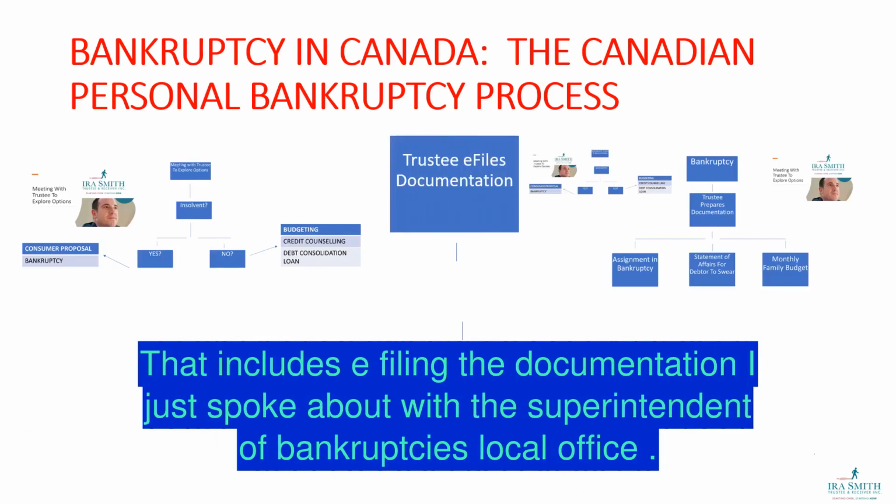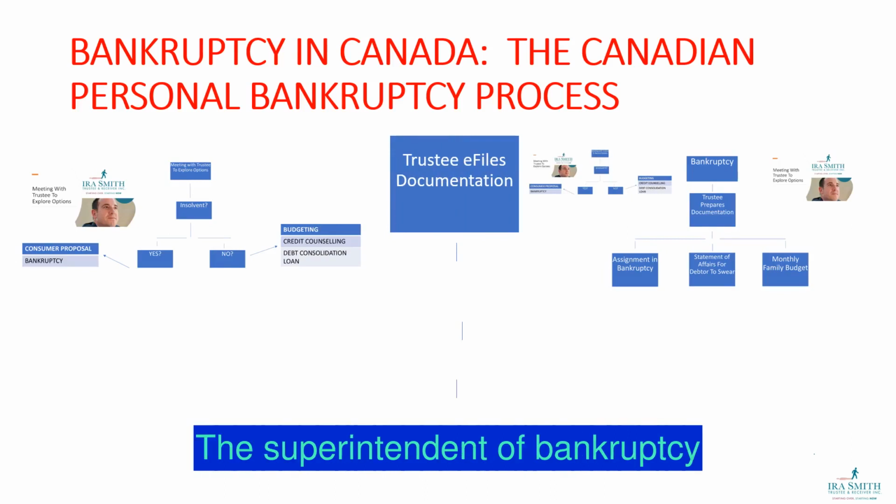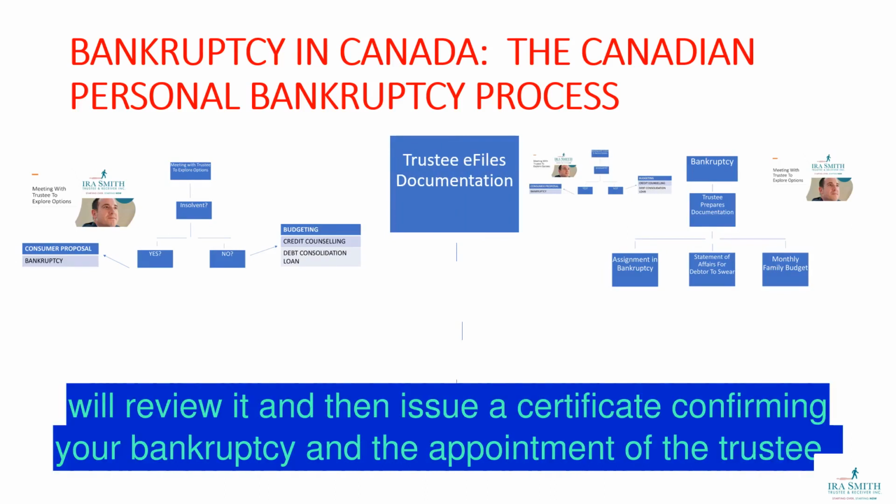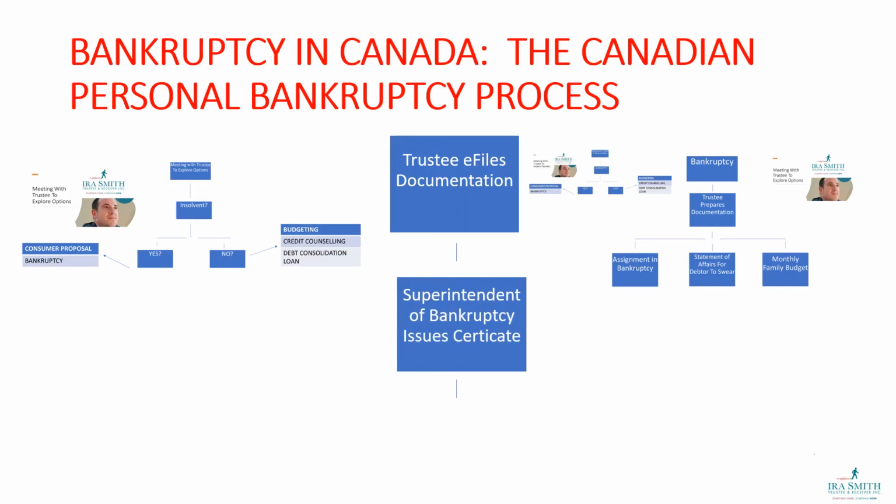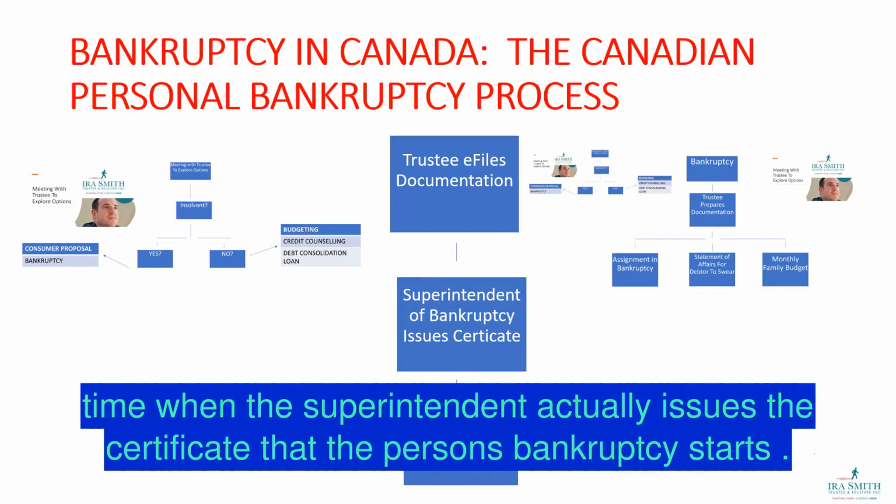That includes e-filing the documentation I just spoke about with the Superintendent of Bankruptcy's local office. The Superintendent of Bankruptcy will review it and then issue a certificate confirming your bankruptcy and the appointment of the trustee. It is at the time when the superintendent actually issues the certificate that the person's bankruptcy starts.